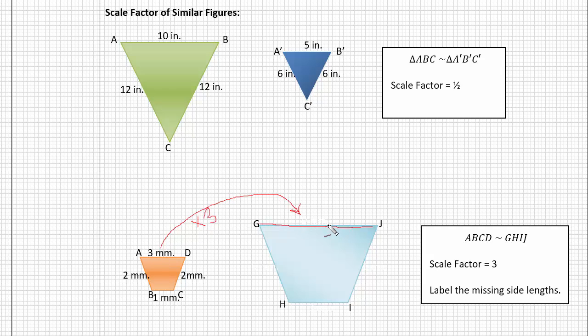What would that be? Well, if you said line segment GJ would be 9 millimeters, I would agree with you. And we use that, taking the measurement of the corresponding side times the scale factor to find the missing measurement. Go ahead and continue and see if you can label the rest of the sides on our trapezoid GHIJ, and then check back to compare.